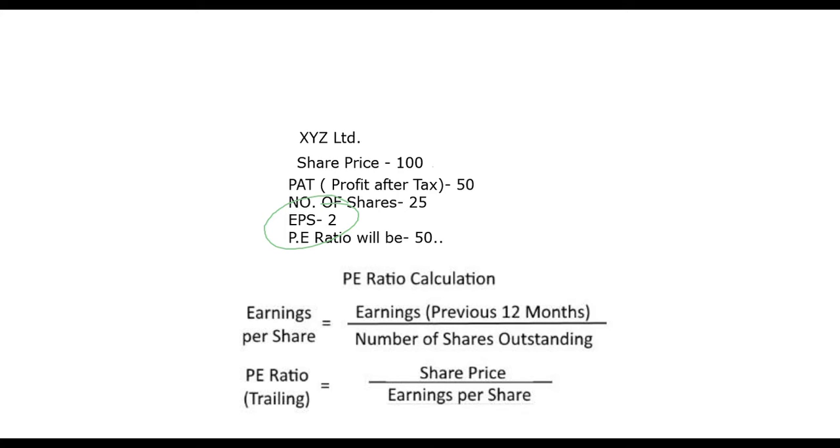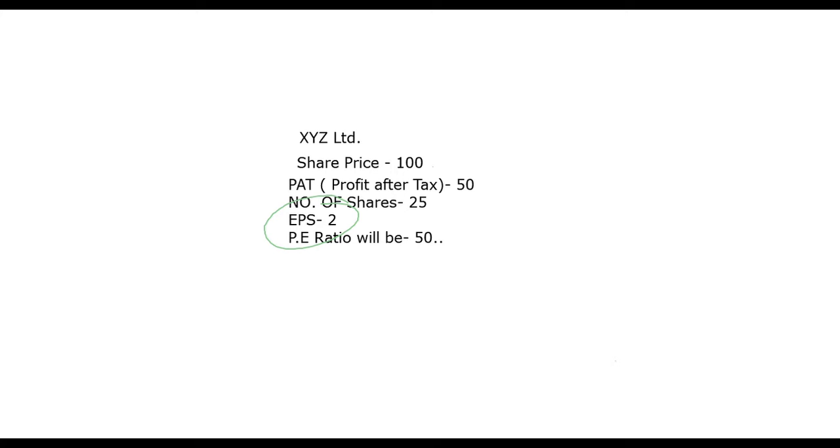To calculate the PE ratio we have to divide the current share price upon the EPS, which is 50. And what the PE ratio stands for is that for earning 2 rupees I am paying 100, which means that I am paying 50 times that of EPS. That is the meaning of PE ratio.